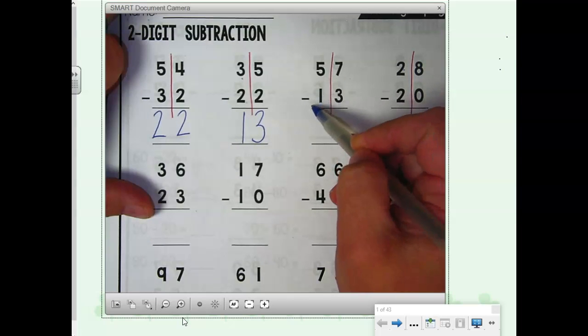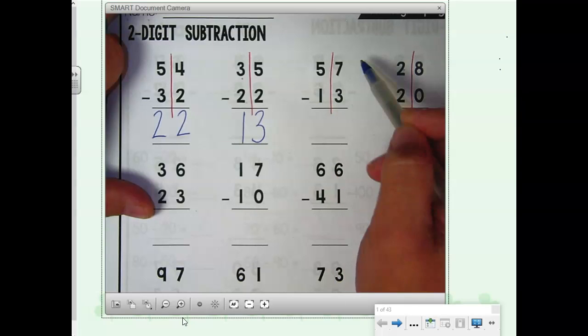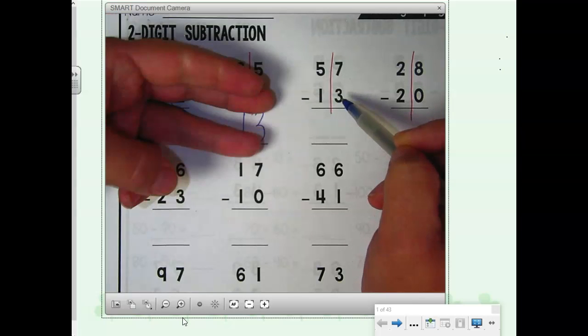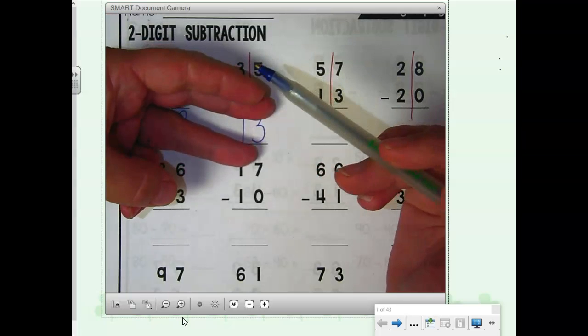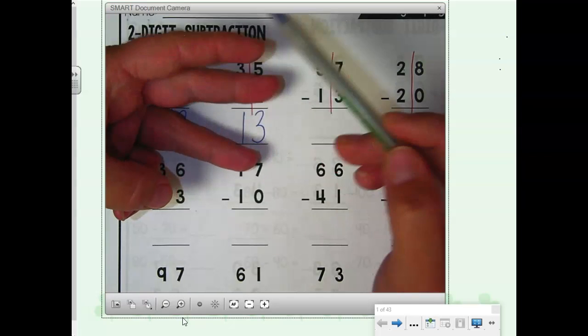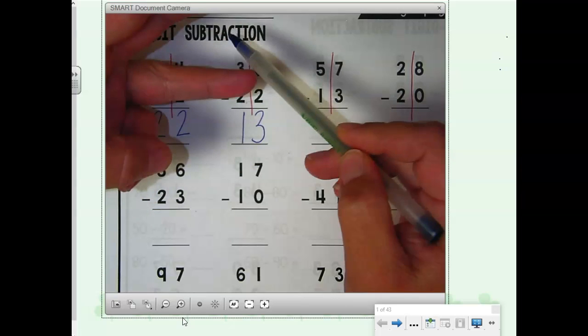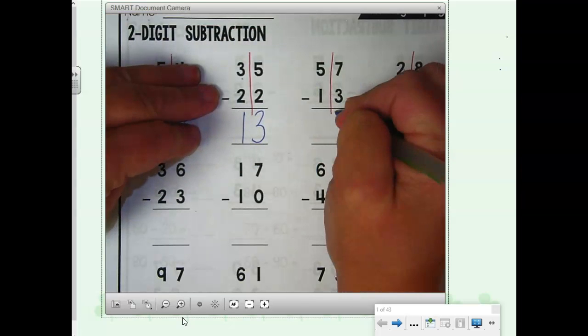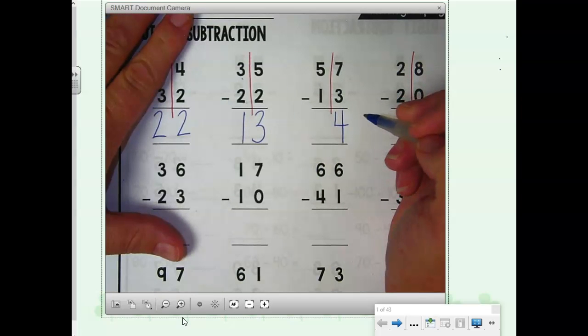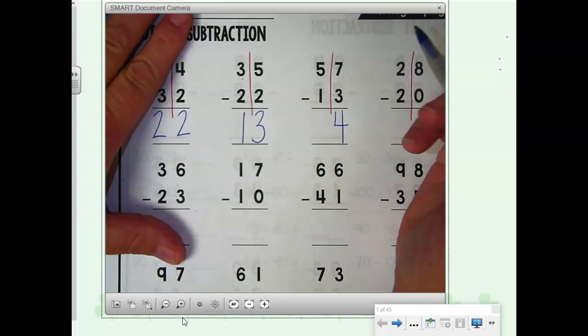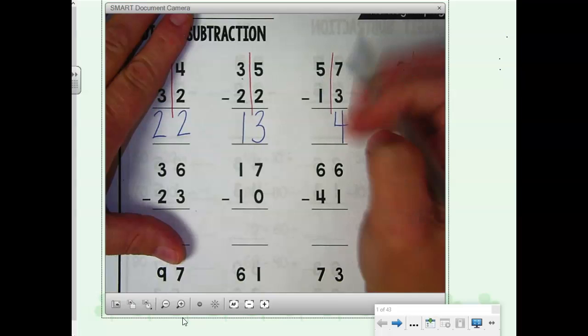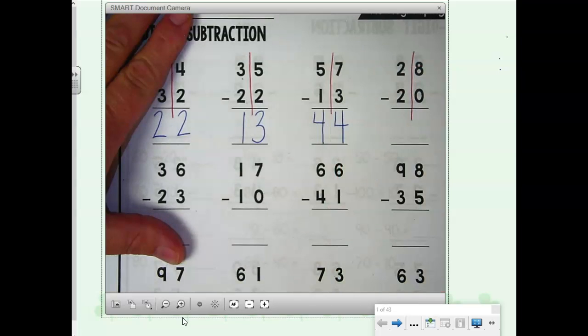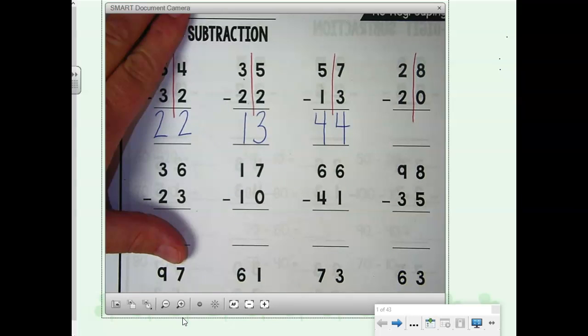57 minus 13. Start in your ones column. 7 minus 3. You can count back. 7 in your head. 7, 6, 5, 4. Five minus 1 is 4. 44.